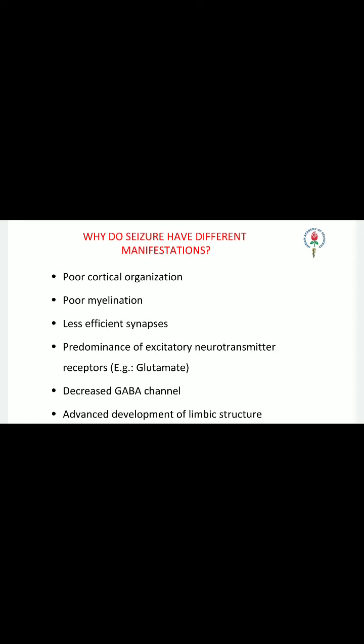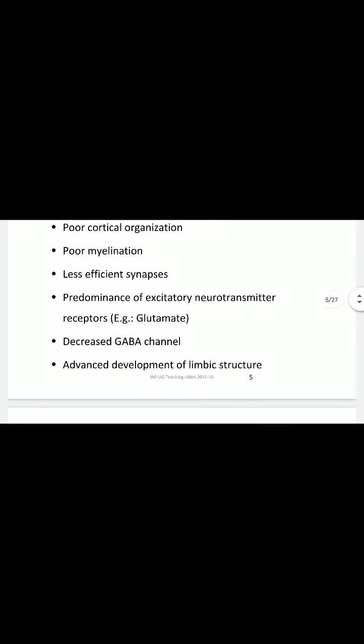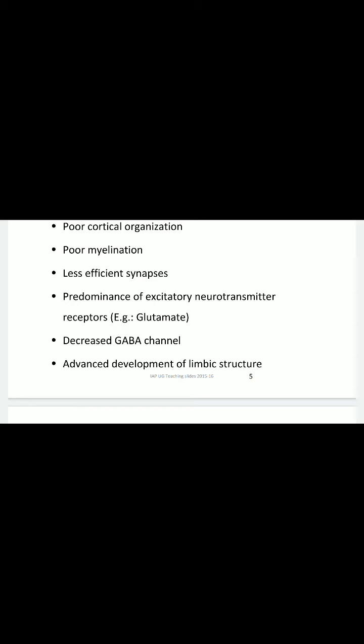So what happens? The electrical conductivity is not as good as in older children or adults. In addition, there is predominance of excitatory neurotransmitter receptors, that is glutamate, decreased GABA channels, and advanced development of the limbic structure. As a result of all these things, there is poor transmission of the electrical activity in the brain. So the seizure types are different.